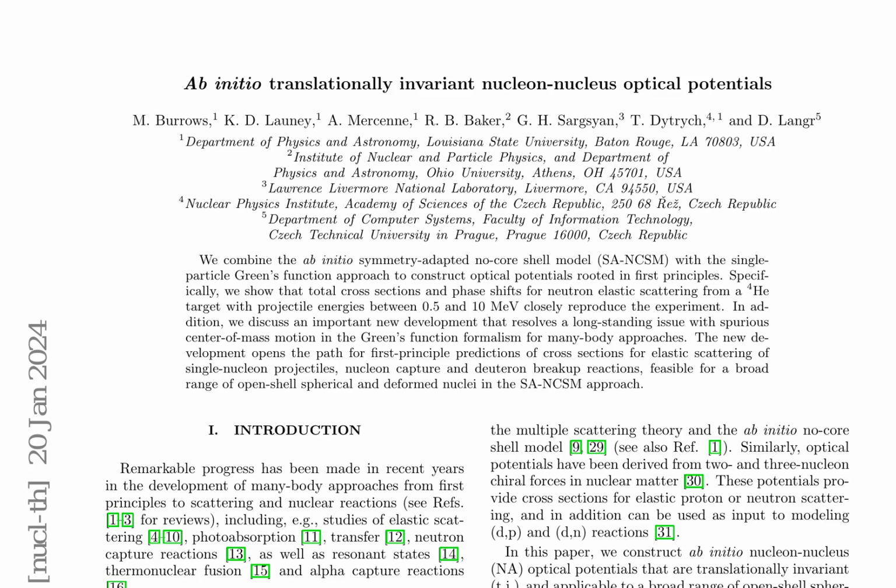The research paper presents a novel approach to constructing ab initio nucleon-nucleus optical potentials using the Green's function approach and the symmetry-adapted no-core shell model. This method resolves the issue of spurious center of mass motion by utilizing the Lawson procedure.